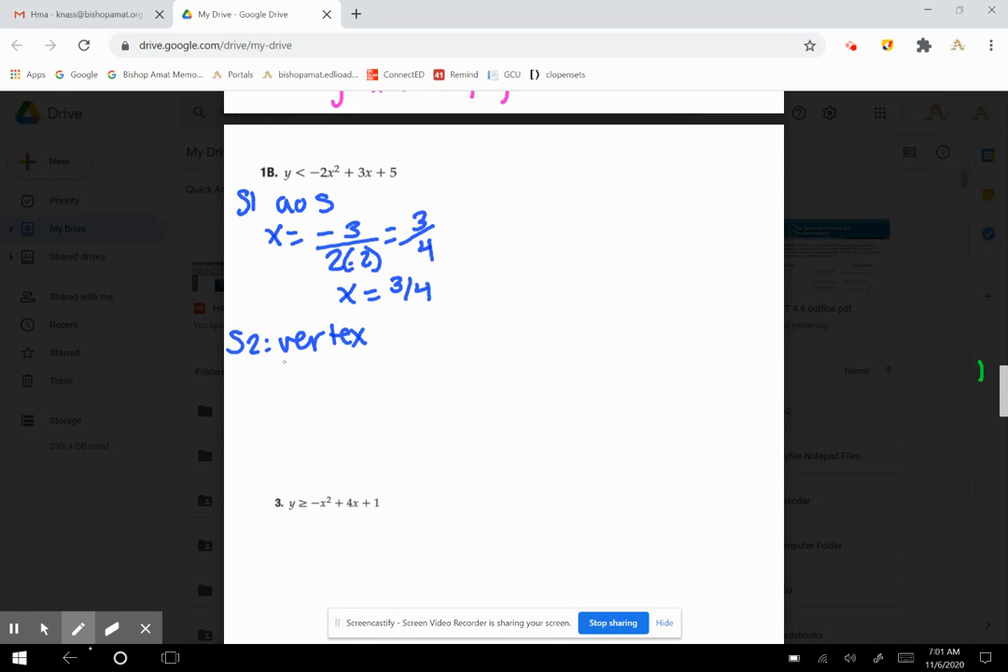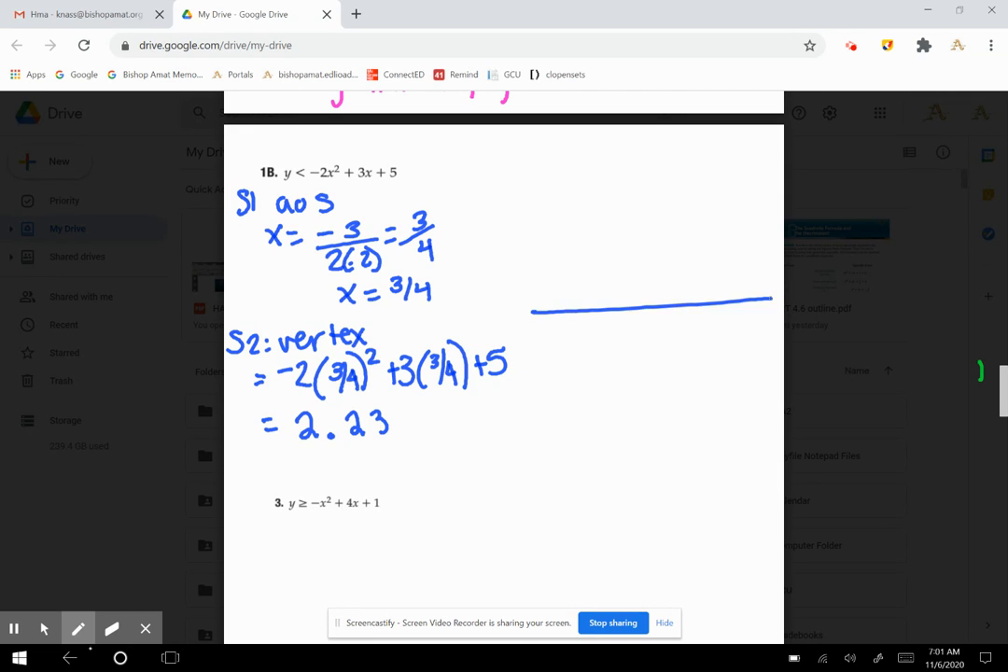Now, when plugging it back in, negative 2 times 3/4 squared plus 3 times 3/4 plus 5. You can take this and plug this in your calculator. And I would do 3/4 as a decimal, and you get 2.23. Our decimals might be a little off the way we're doing the fractions and doing the decimals from the fractions.